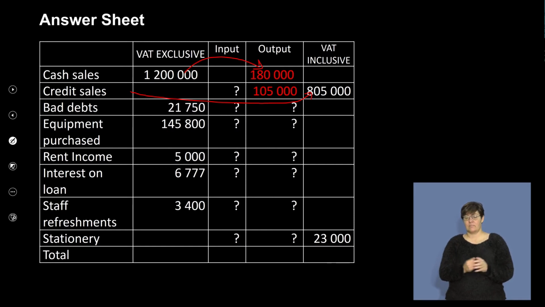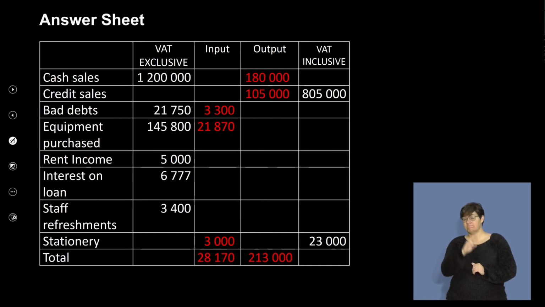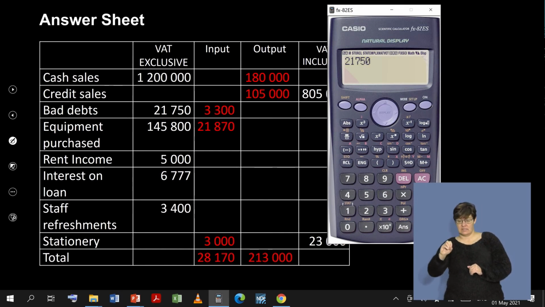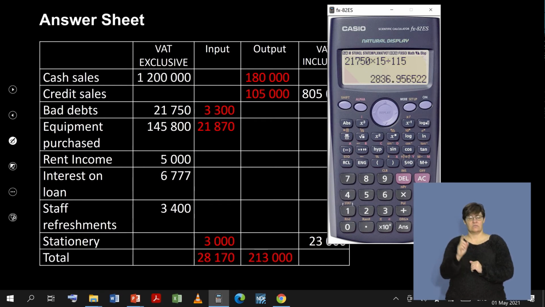The next one you have there is bad debts of 21,750, right? Let's do that calculation. 21,750 times the 15 divided by 115 will give me a figure of, let's just check if I got the figures right. Clearly, let's see. Okay, sorry.